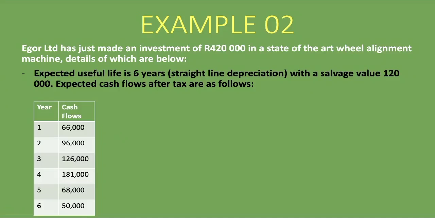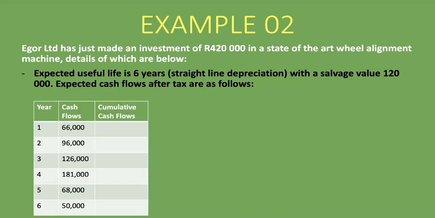Remember, the payback period uses cash flows and not profits. Now let's get into it. The first thing is to create an extra column for cumulative cash flows, and that's where we'll add all our cash flows at the end of each year plus the cash flows at the end of the previous years.